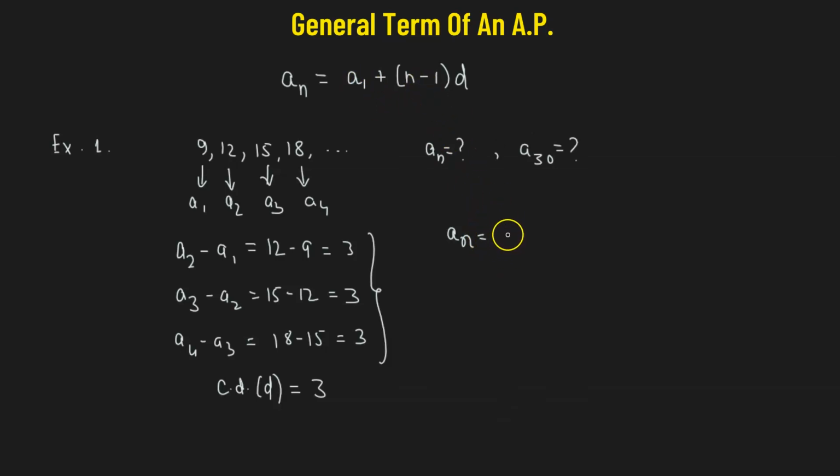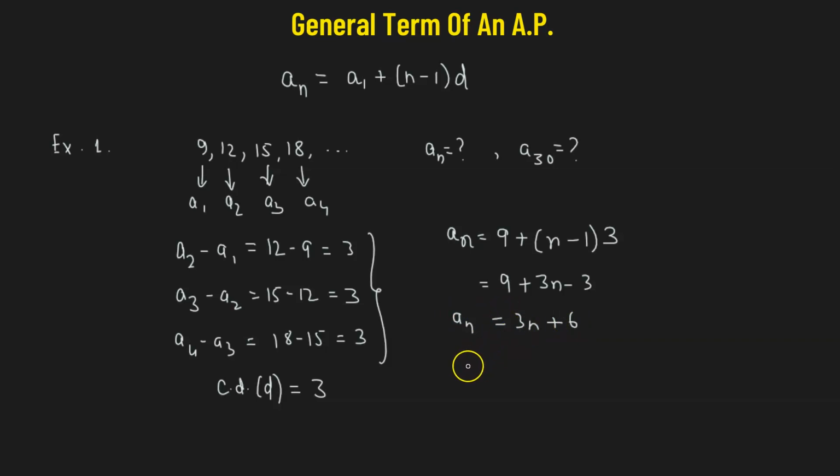So here a1 is 9 plus, and we have n because we are trying to find the nth term. So n minus 1 times the common difference, which is 3. We'll simplify this expression. So we have 9 plus, we'll multiply 3 to n minus 1. So we have 3n minus 3, and 9 minus 3 will be positive 6. So this is going to be the nth term: 3n plus 6.